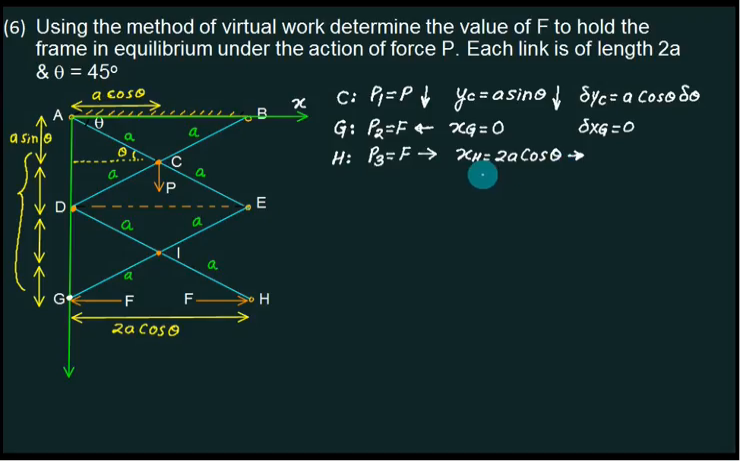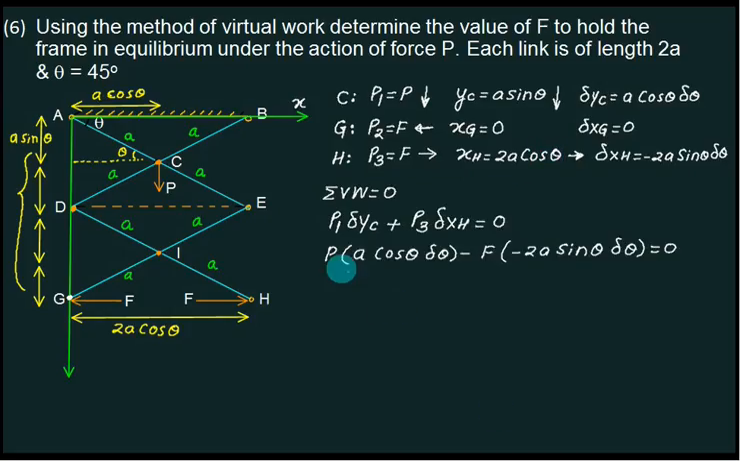So what is the derivative of XH? It is minus 2A sin theta into del theta. Now apply the principle of virtual work. This and this are acting in the same direction, so this quantity is positive. This and this is a zero combination, so we will not write it. This and this are in the same direction, so positive. If you substitute like this, your del theta will cancel out. Your A will cancel out.